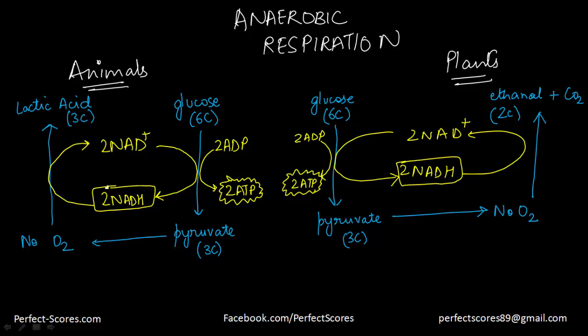Now the conversion of pyruvate occurs in the cytoplasm of the cell, and in animal cells, lactate, which is a 3-carbon compound, is produced. In plants, ethanol, which is a 2-carbon compound, and carbon dioxide is produced. And the conversion of pyruvate into ethanol and carbon dioxide is also known as fermentation.